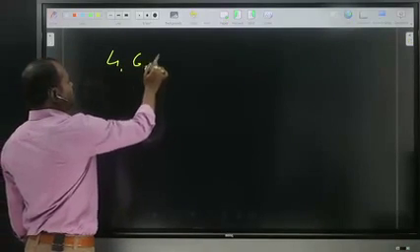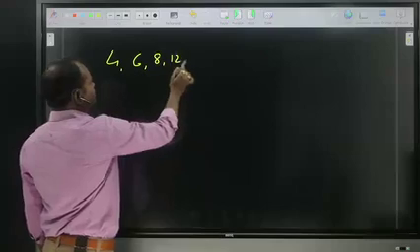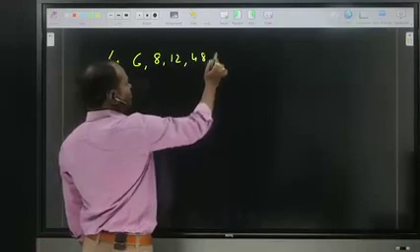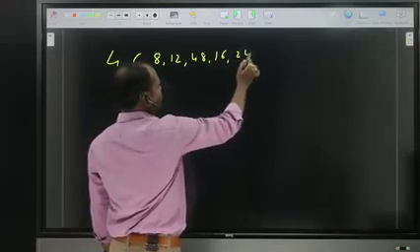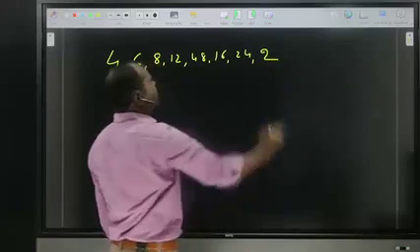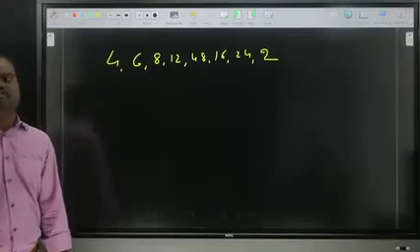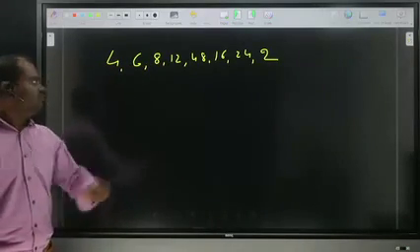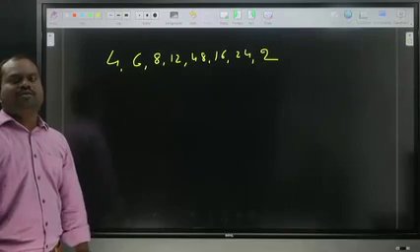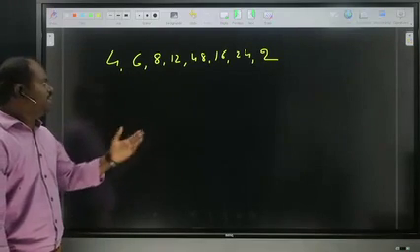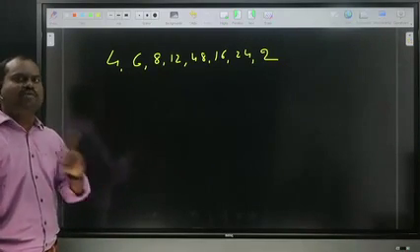4, 6, 8, 12, 48, 16, 24, 2. If you want to find the LCM of these numbers, observe carefully. Can we eliminate 4 or not? In the 4 table we'll get 8, 12, 48. At least one is there, so we can eliminate it.